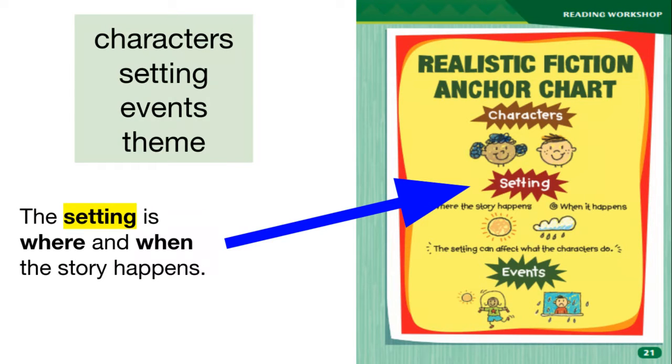Now, let's review our understanding of realistic fiction. So, the genre of realistic fiction includes characters, setting, and events. So, as you talk about realistic fiction, use those words. The setting is where and when the story happens. So, you have become very familiar with setting during this week of lessons.